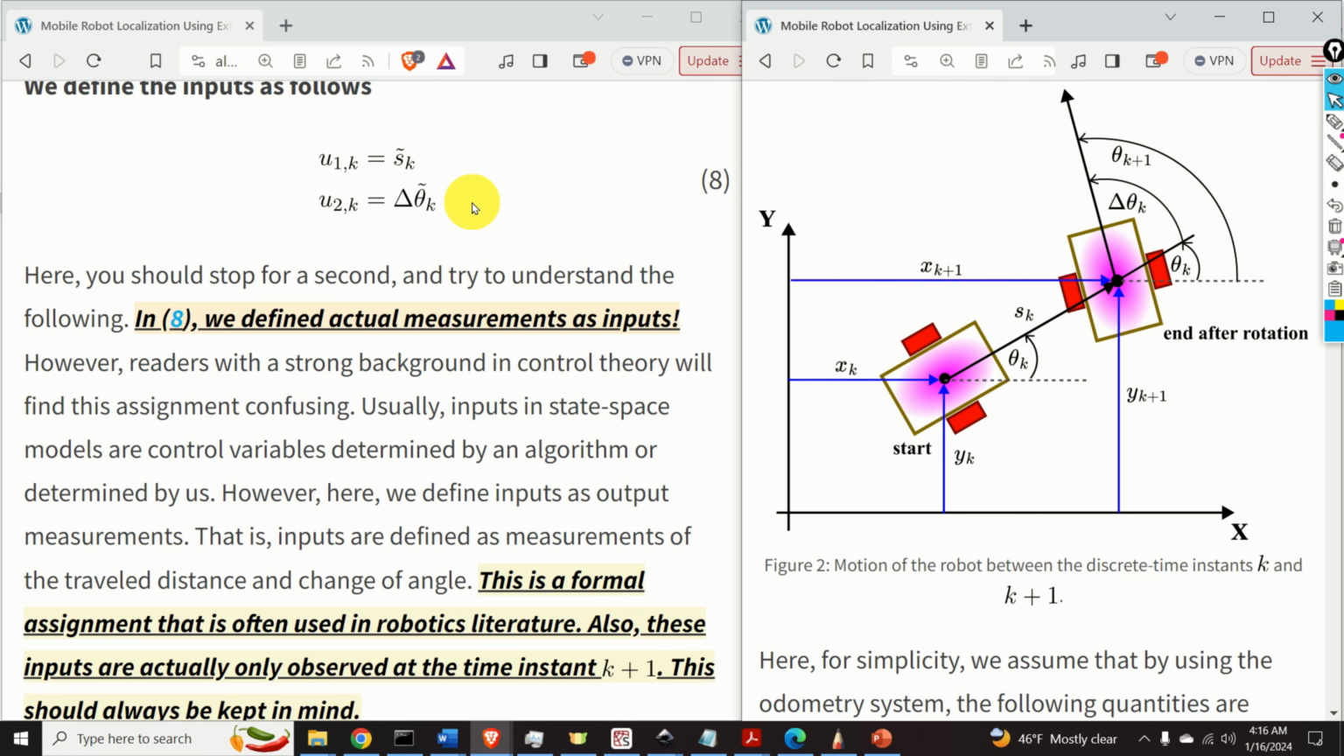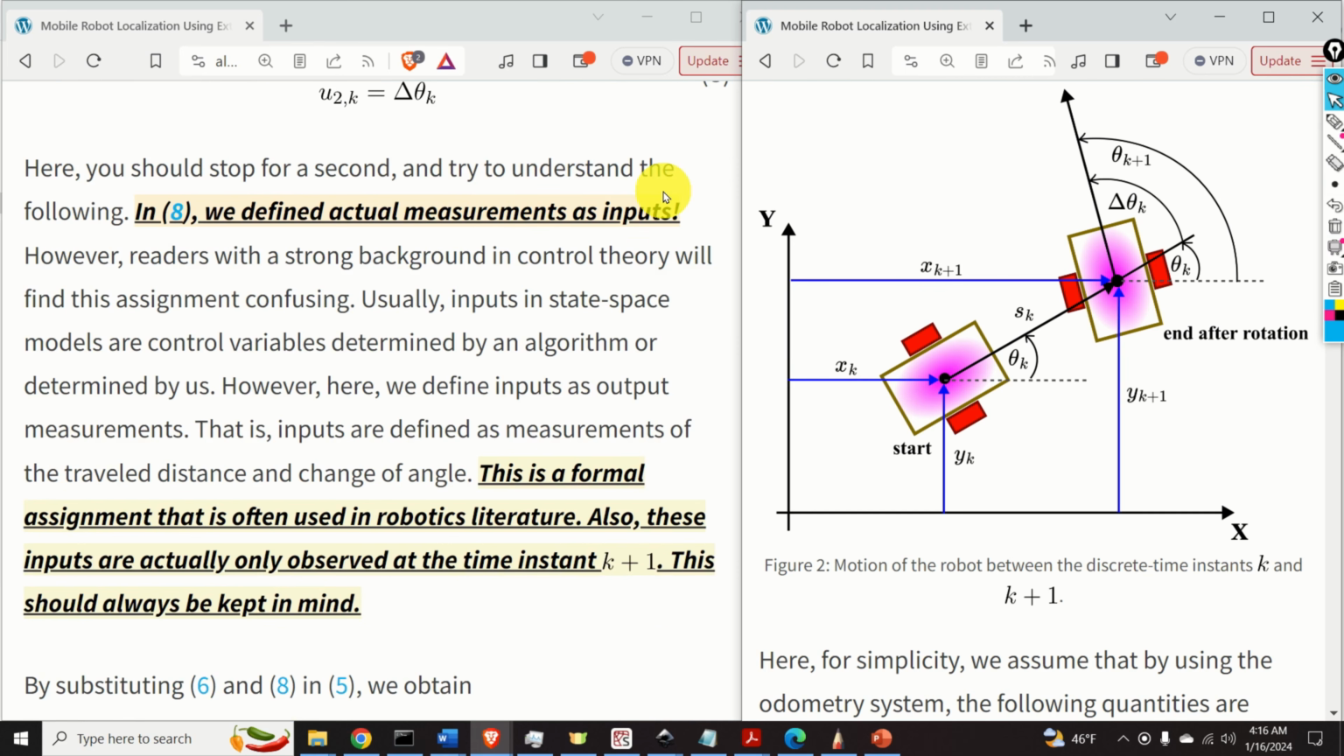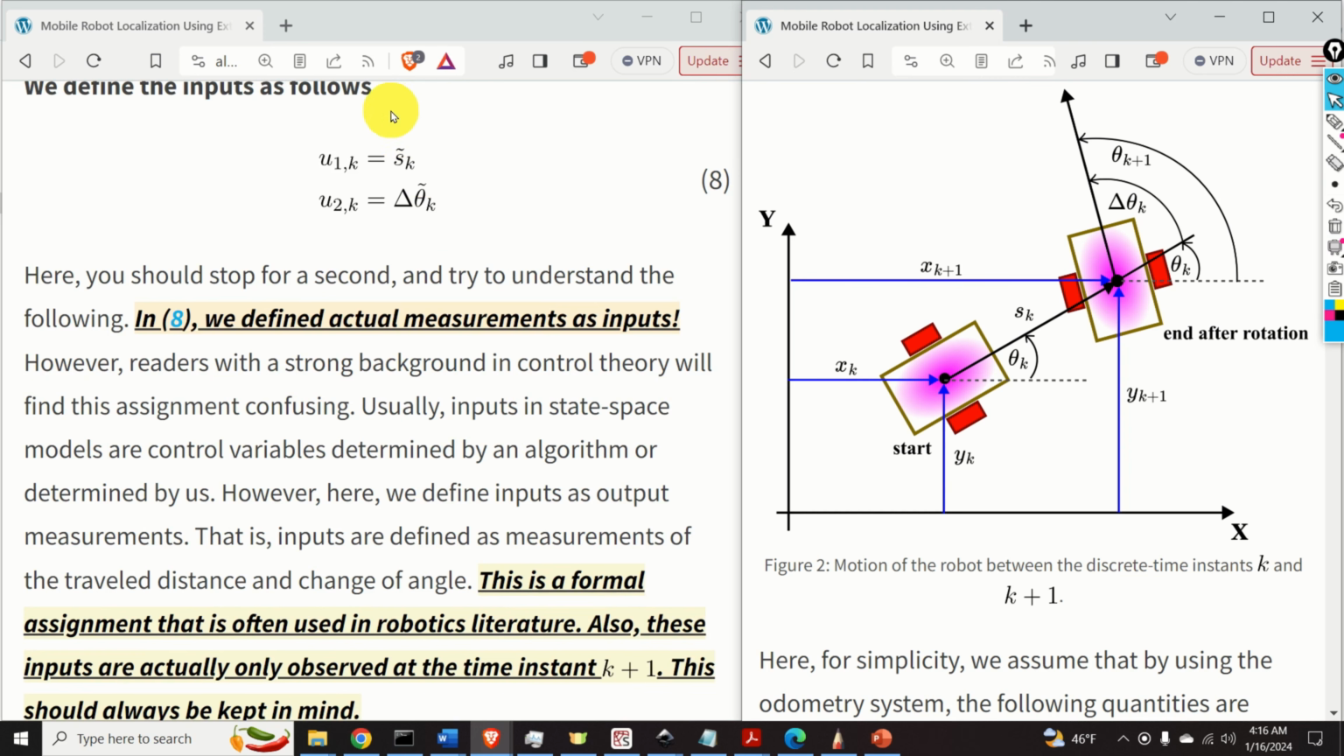Usually, inputs in state space models are control variables determined by an algorithm or determined by us. However, here we define inputs as output measurements. That is, inputs are defined as measurements of the travel distance and change of angle. This is a formal assignment that is often used in robotics literature. Also, these inputs are actually only observed at the discrete time instant k plus 1. This should always be kept in mind.